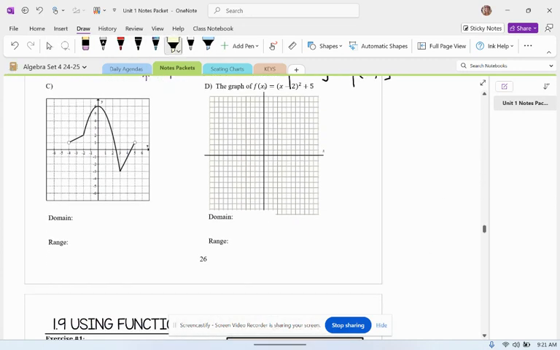For C, for my domain, I scan over, the graph pops up right about here and keeps going to 5. My domain would be from -4 to 5. If I wanted to write that as an inequality, it would be from -4. I am not including him. X goes in the middle. I'm not including the 5 either. And then in a set, it would look like this. I'm using parentheses because I'm not including either side.